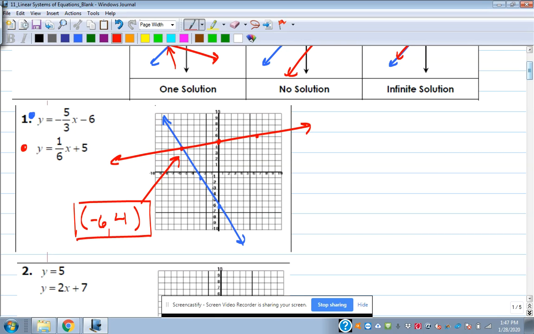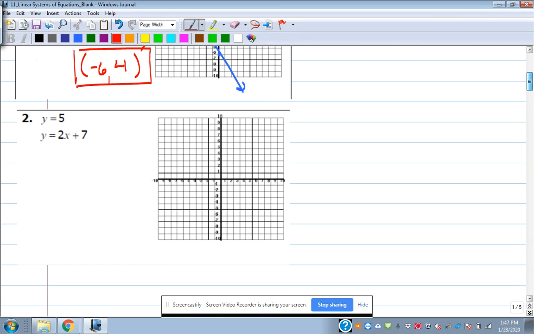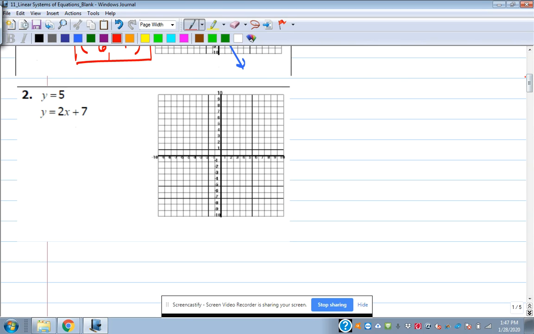Let's do number 2. So again, we're going to graph both of these on the same coordinate plane. How do you graph y = 5? Horizontal line where? Which axis? The y-axis. That's right. So we go up to 5 on the y-axis and draw our line.